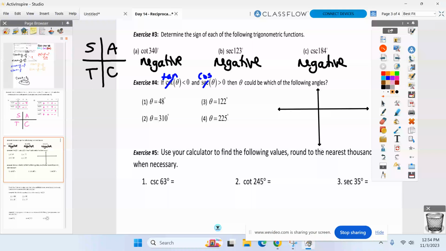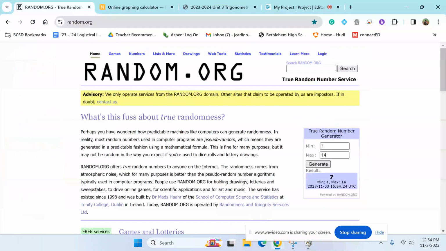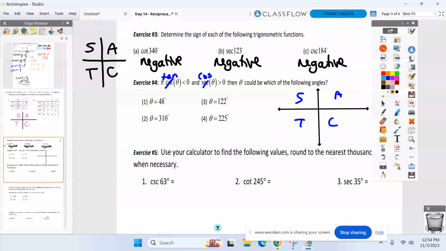So now where's tangent negative? And don't yell it out, I need to call on somebody. Tangent negative, cosine positive at the same time. Where's tangent negative and cosine positive at the same time? Ariana, you ready? Yeah, quad 4. Yes, let's go. Quad 4, but I'm not going to write that down. They're looking for what angle, so now I pick which angle would be in quad 4 here.